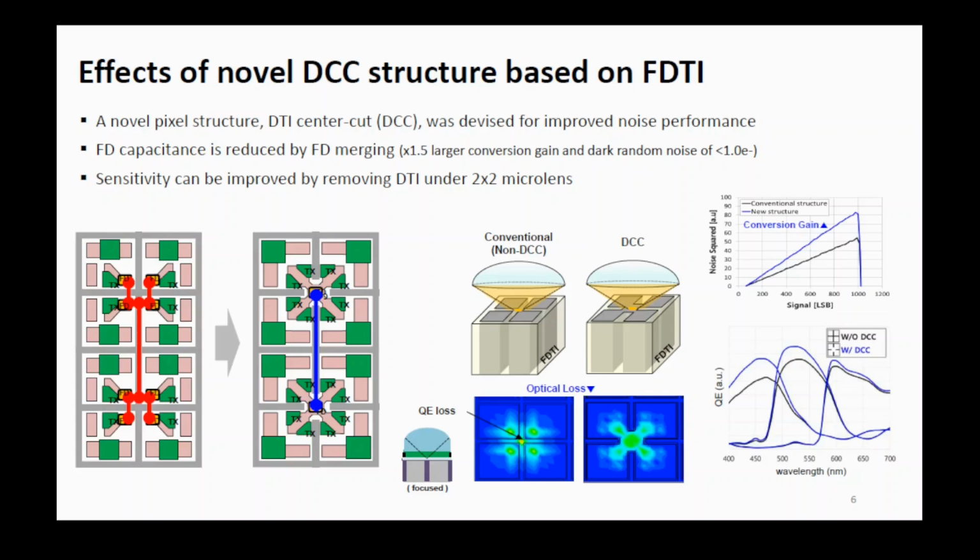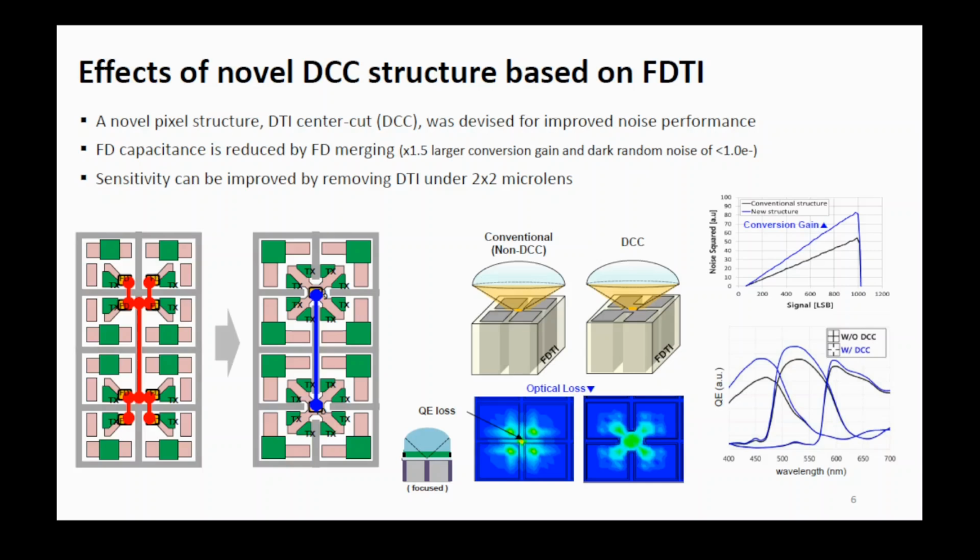And the connection metals are getting much simpler, so the parasitic capacitance gets even smaller. That makes at least 50% larger conversion gain, and this enables dark random noise of less than 1 electron, even in a high resolution sensor. And also, this structure has one additional very good advantage.